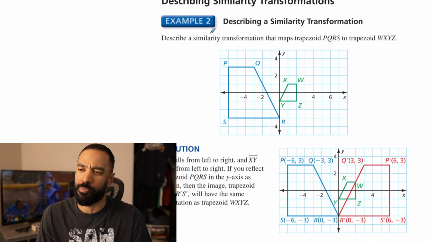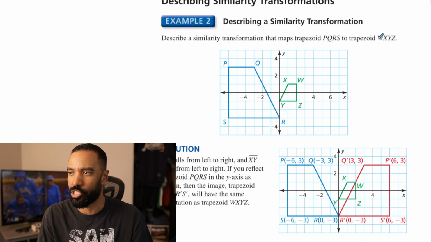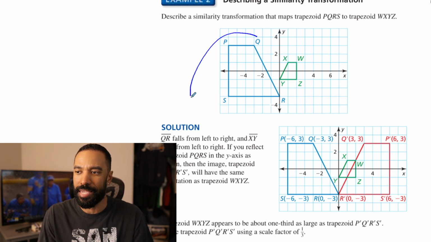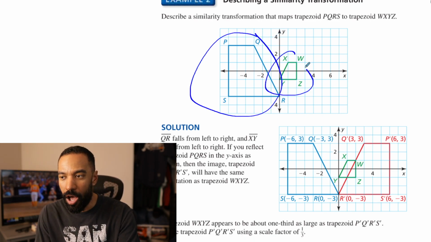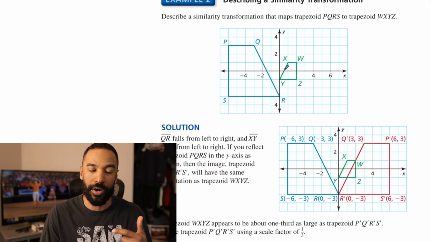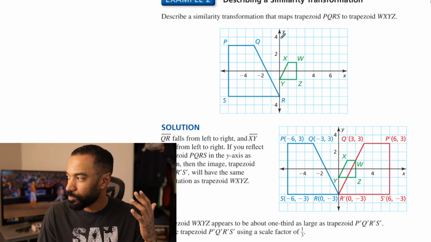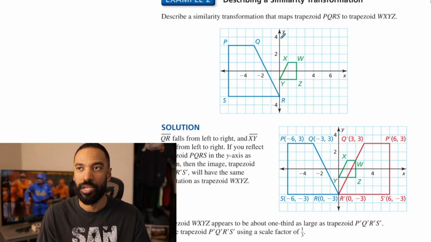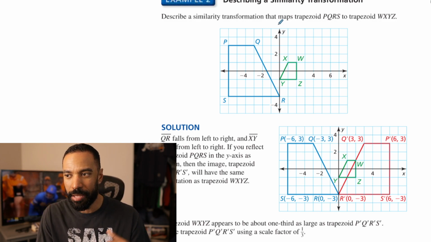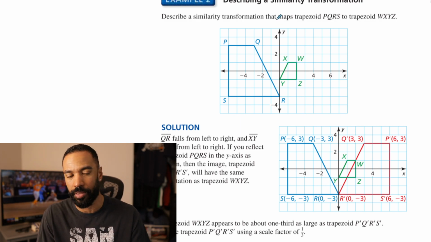Describing a similarity transformation. Let's describe a transformation that maps trapezoid PQRS to trapezoid WXYZ. So you want to find a way to make it not only be smaller, but also face this direction where it goes over. This is where a reflection is a good one that we'll talk about. And like I said, these other transformations you would have done in IM1. So again, I'm not going to spend a long time teaching them. I'll do them as I go, but this is going to be more about dilations and obviously answering the questions.